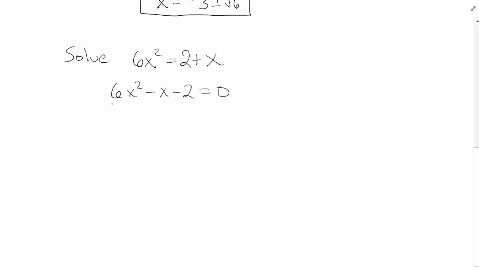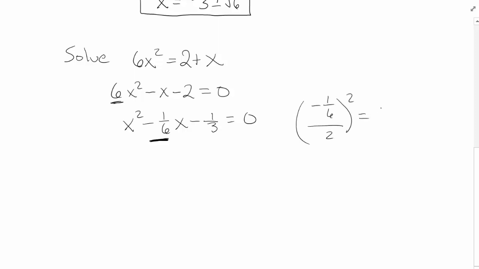I need a leading coefficient of 1. Currently there's a 6 here, so I'm going to divide everything by 6. So I get x squared minus 1/6 times x, and then minus 2/6, which is the same as 1/3, and 0 divided by 6 is still 0. Now I'm going to take what I have attached to the x, my new b, which is negative 1/6. I'm going to divide by 2, and then square it. Dividing by 2 is the same as multiplying by 1/2.